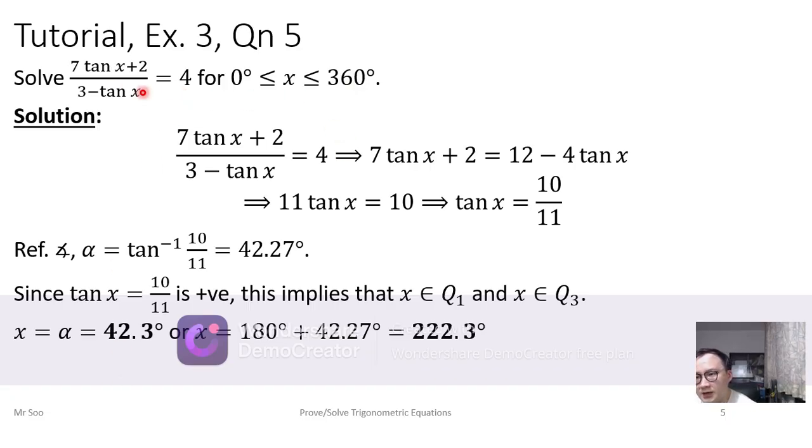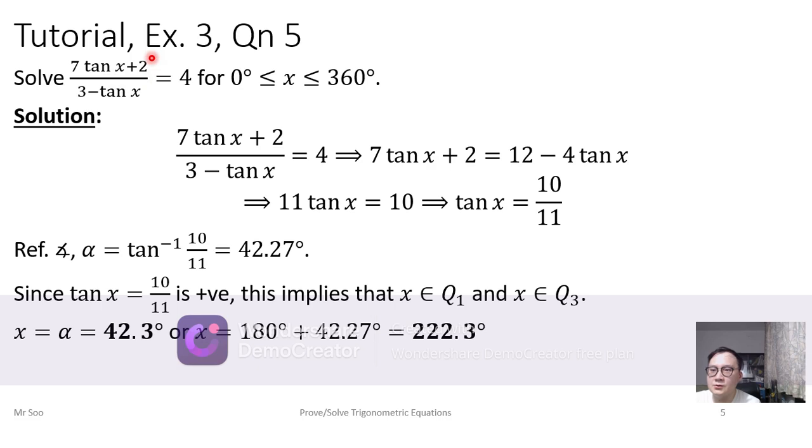In this case I will not get exactly 4 because my answer is rounded to 1 decimal place, so I should not expect exactly 4. In fact, I should get 3.99 something, close to 4, which is correct. And your answers, just like I said at the start, must satisfy this inequality here. 42.3 degrees is bigger than 0 and less than 360 degrees. Similarly, 222.3 degrees is bigger than 0 and less than 360 degrees. So the two answers are x equals 42.3 degrees and x equals 222.3 degrees. These are the answers that satisfy this trigo equation.